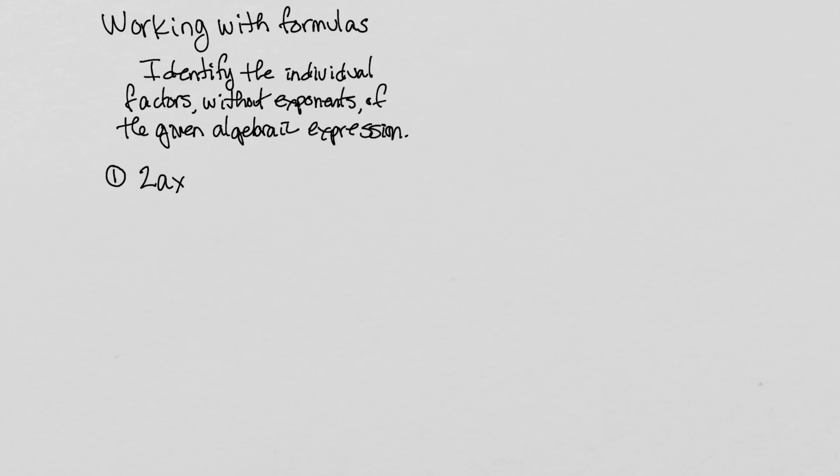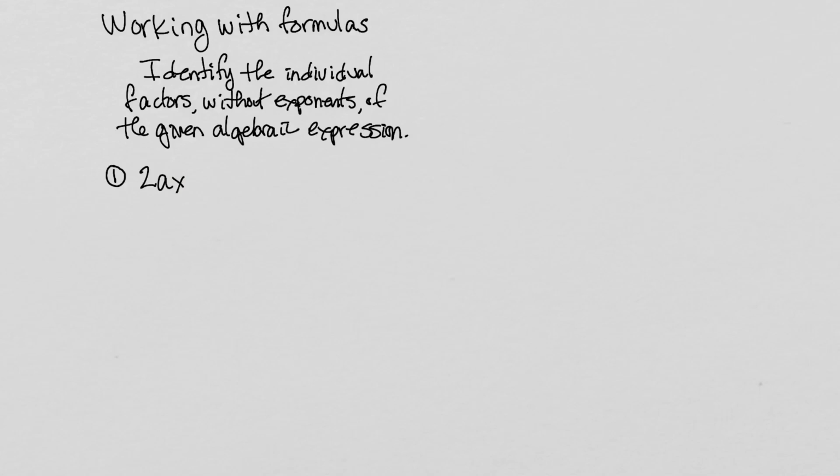What we're going to take a look at now is working with formulas, and a formula is just an equation that somebody uses a lot to convert one or more inputs into an output. And then an algebraic expression like this one here, this is a multiplication. The parts of the multiplication are the factors, and the result, the whole thing, is called the product. So what we have here is a product, and what we're asked to do is identify the individual factors.